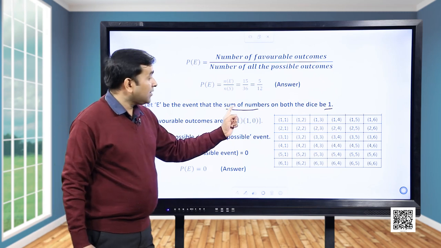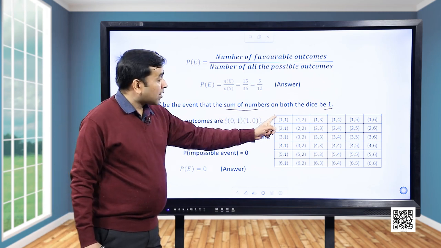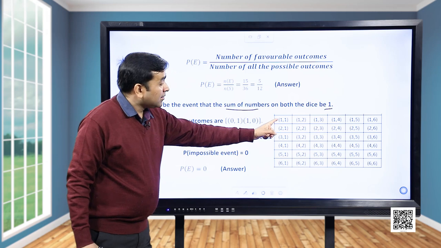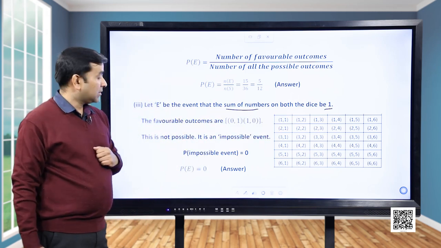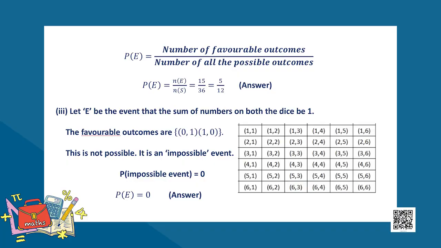We cannot find any outcome wherein the sum of digits is 1. It has to be greater than 1. So what is the probability of an impossible event? This is 0. And so 0 is our answer. Isn't this very easy? Let us move to the next question.